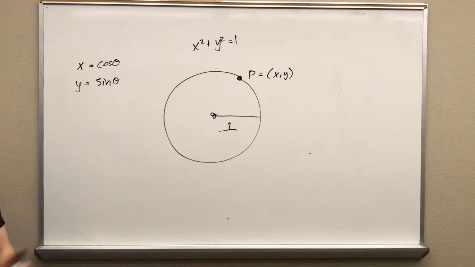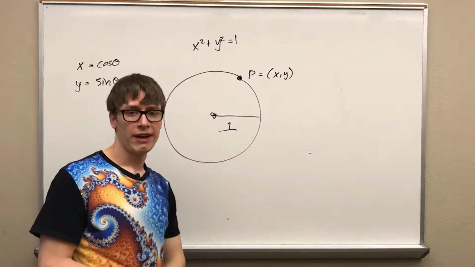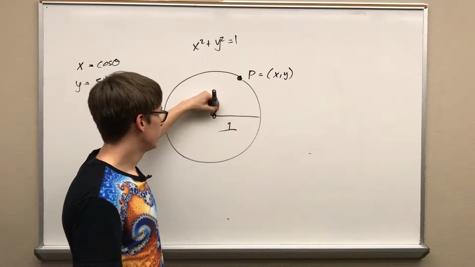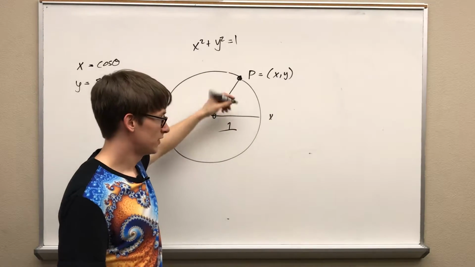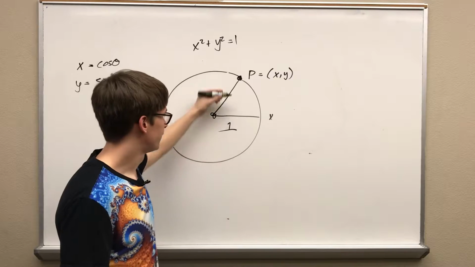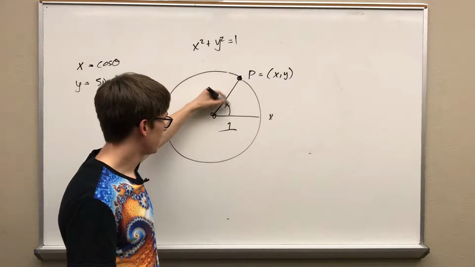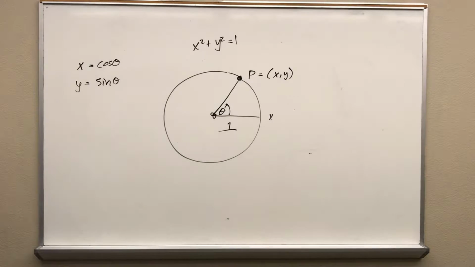Okay, simple enough, except what is this theta? What does theta represent exactly? Well, theta is going to represent the angle between the x-axis and our radius that leads to the point on our circumference. This angle here, we represent theta. Okay, so we've got 2 trigonometric functions.